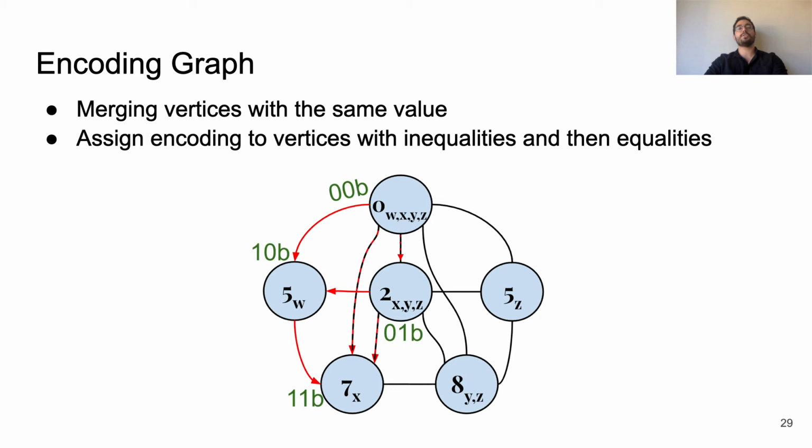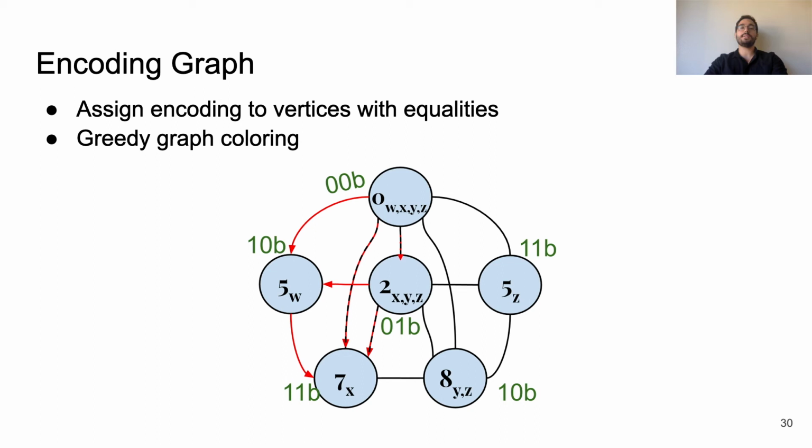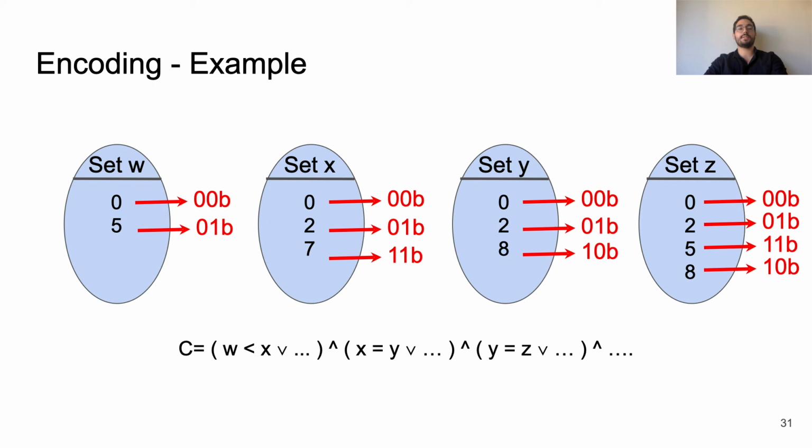Then Satune assigns encodings to the vertexes that participated only in equality constraints by using a greedy graph coloring algorithm. It starts from the node with the largest number of neighbors and assigns unique encodings to the nodes one by one in decreasing order. Now, all the encodings are assigned to values, and as you can see, the same values from different sets that are compared have the same encoding, and we can use circuit-based encoding to encode the constraints.